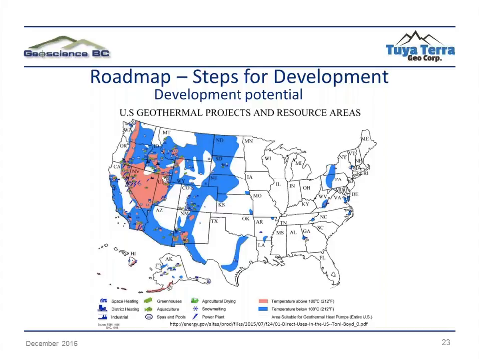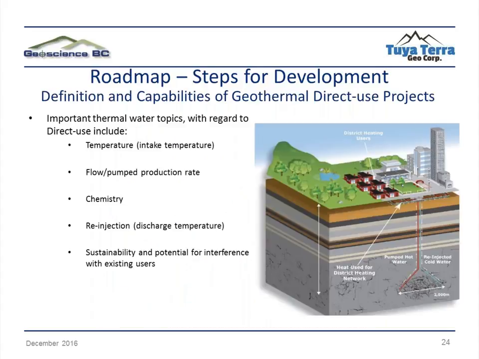What I really like about this map is that it shows you the geothermal resource in terms of temperature. Where is it above 100 degrees Celsius and where is it below 100 degrees Celsius? And so you can see the distribution of where these applications have been put in place and how it relates to the resource at depth. So I'm going to pass it over to Kathy now to talk about the different thermal water topics that we'll be talking about over the next few slides.